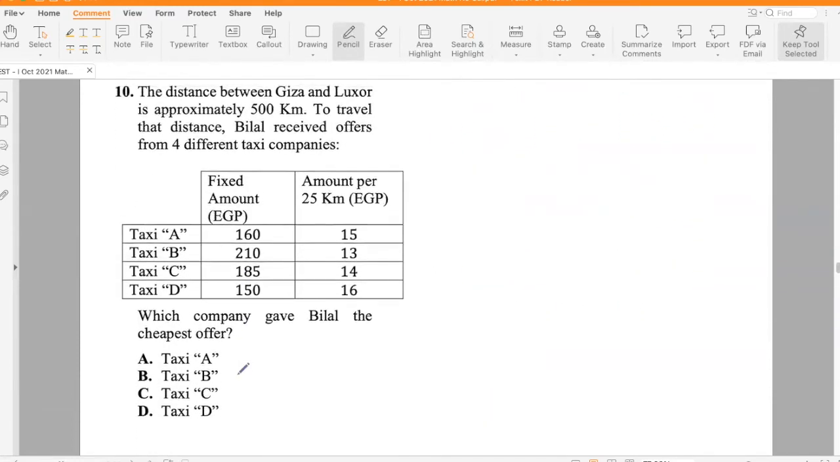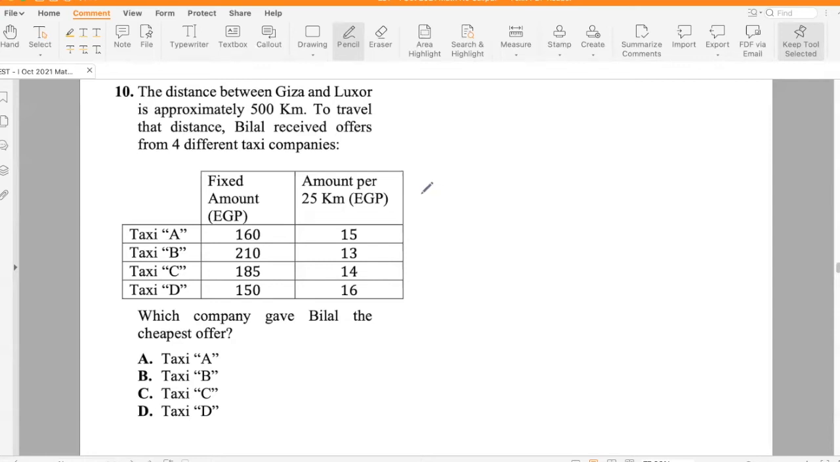The distance between Giza and Luxor is approximately 500 kilometers. To travel that distance, Bilal received offers from 4 different taxi companies. So the fixed amount and the amount per 25 kilometers. Which company gave Bilal the cheapest offer?